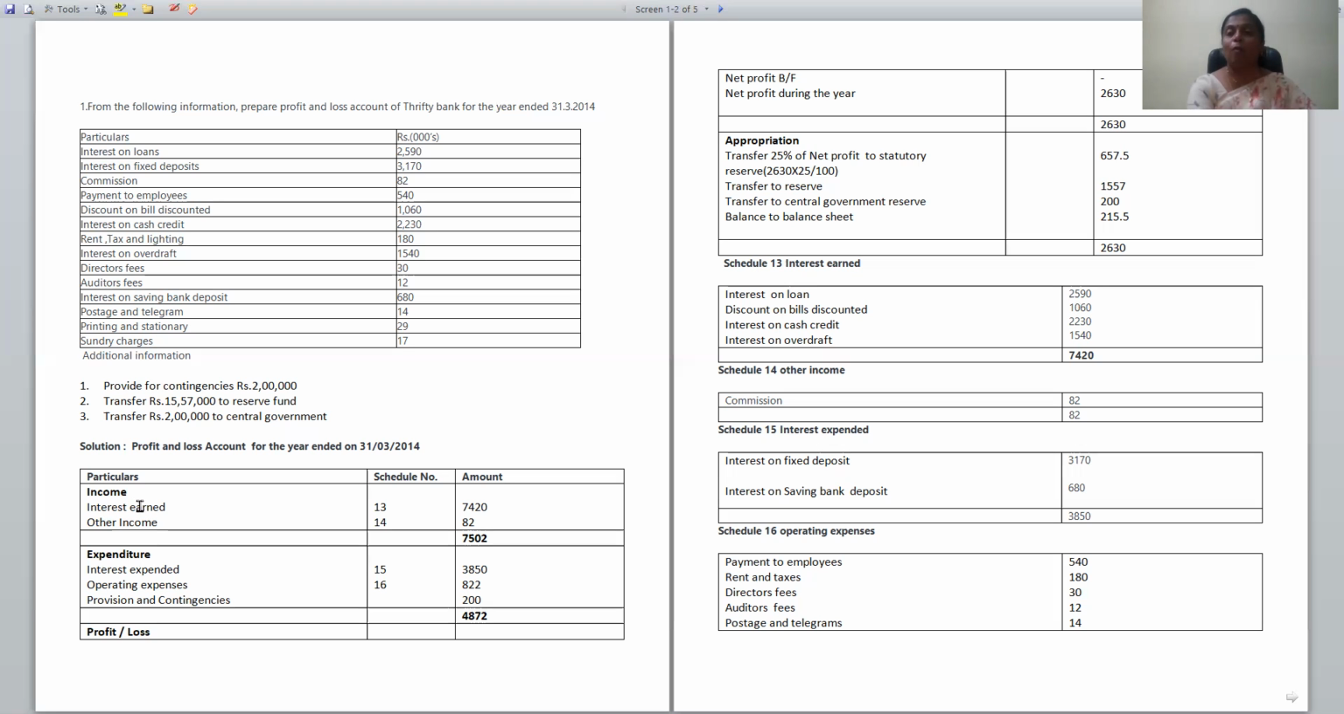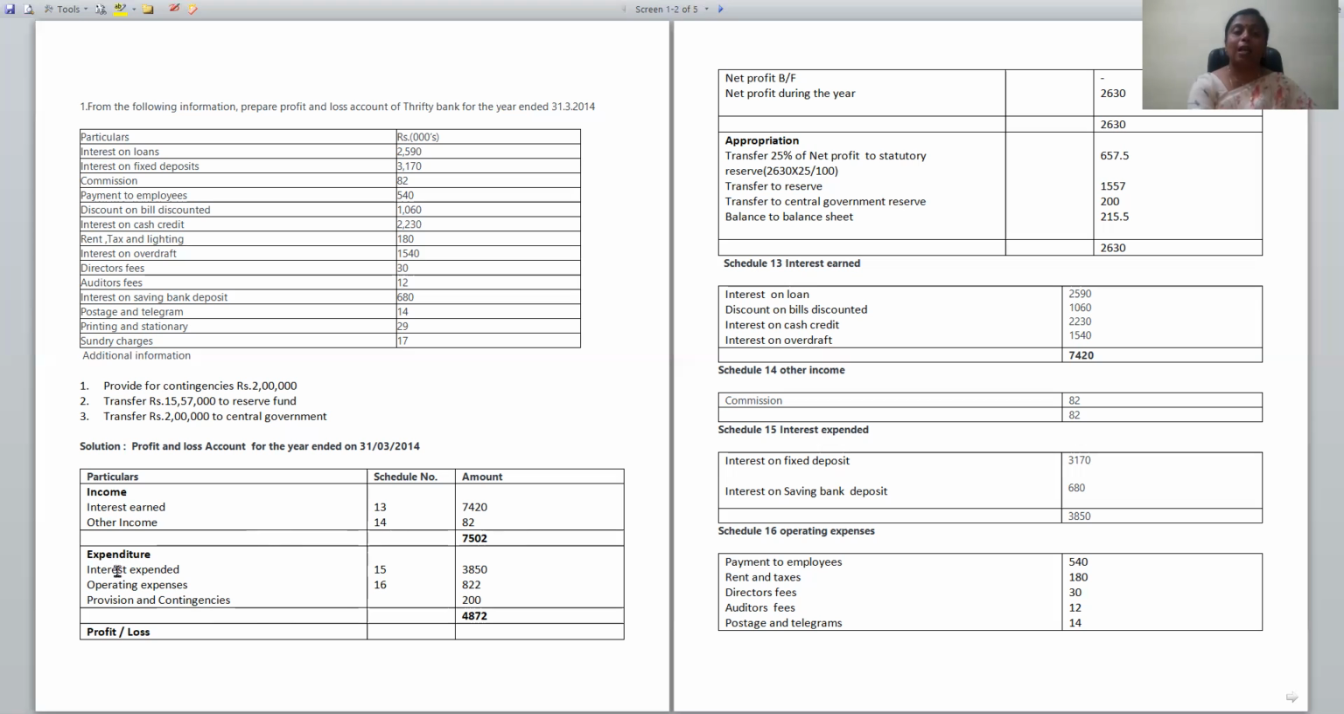The first part of the profit and loss account is our income. Under income, you can see interest earned, schedule number 13. The entire interest earned in schedule number 13 will be 7,420. So we had interest on loan, discount on bills discounted, interest on cash credit, interest on overdraft. So the entire interest, the income earned by the bank in the form of interest, is 7,420. Other income was in the form of commission, which was 82. When you add both, it is 7,502.